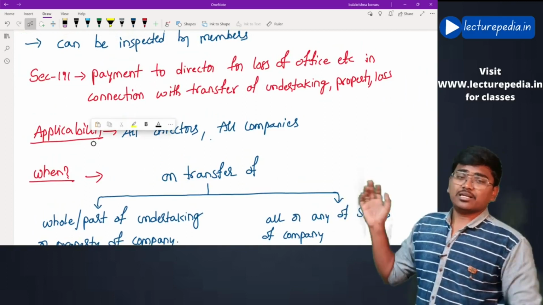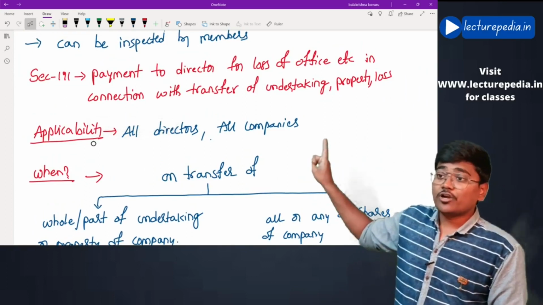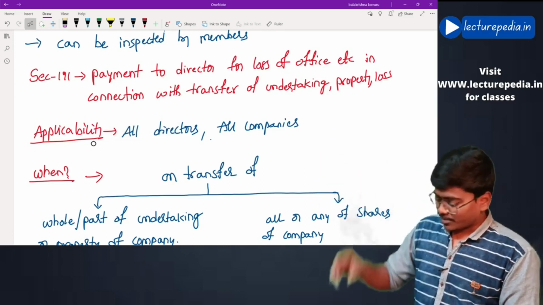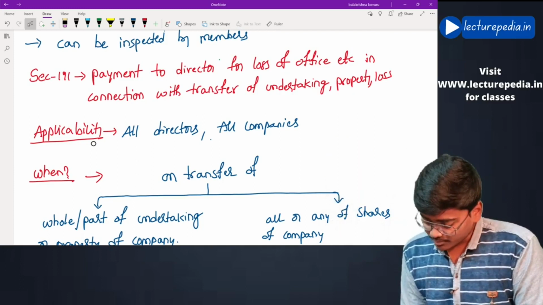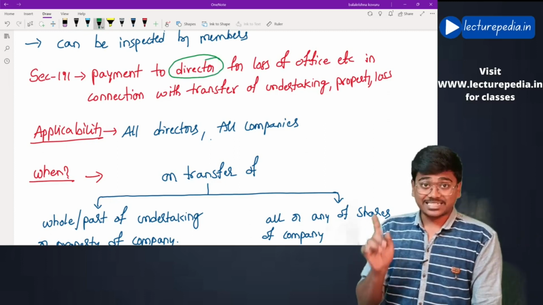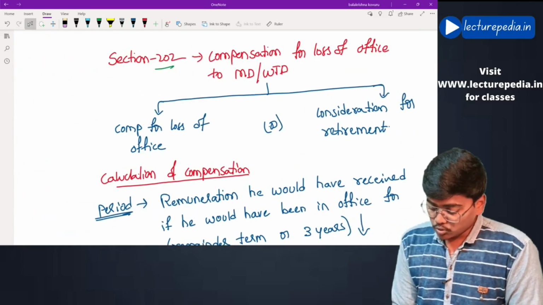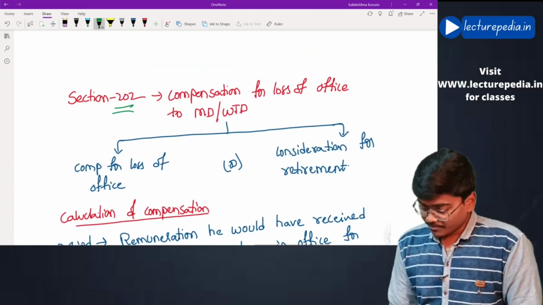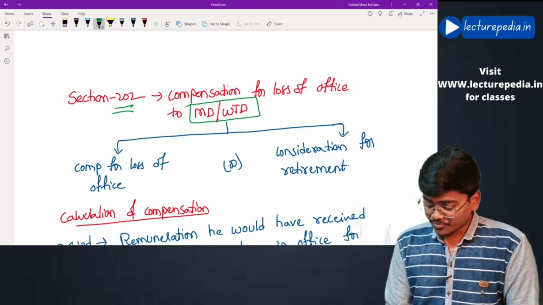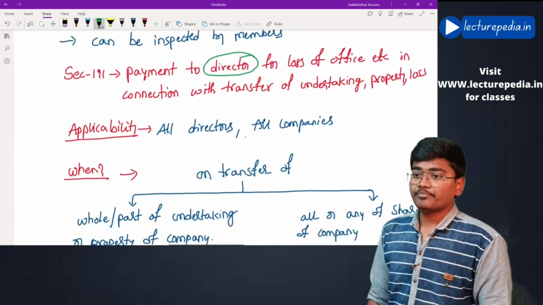Next, section number 191, which deals with payment to directors for loss of office, etc., in connection with transfer of undertaking or property. This is applicable to all types of directors. Okay, payment of compensation to all types of directors. Section number 191. There is another section, section number 202, which will be applicable only to managing director and whole-time director. Even this deals with compensation only. First of all, we will discuss section number 191.